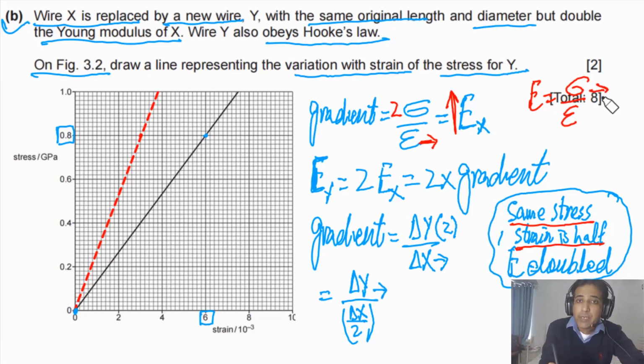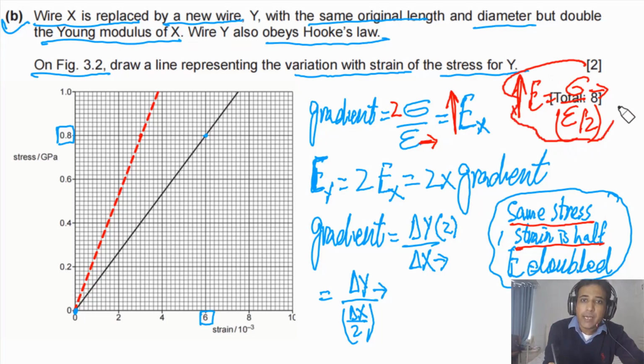If we have the same value of stress but the strain in the wire is half, meaning the change in length divided by the original length, that ratio is half, it means that Young's modulus is also double. And this is what we have done for this question. You can also do this one. This line will be the same.